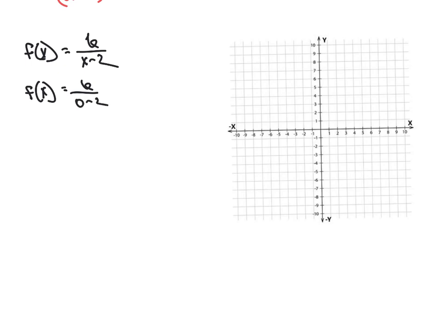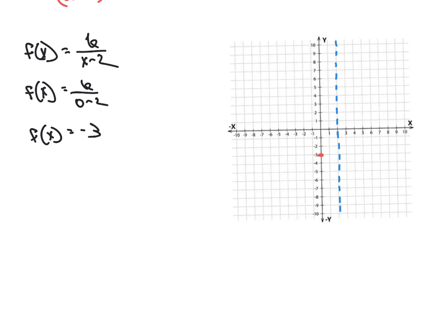So when I do that, I end up getting f of x equals -3. So that ends up being where it crosses the y-axis. Remember, you put a 0 in for the x, and that will tell you where it crosses the y. So I know it crosses there. And I also know that if I put 2 in here, that would make this undefined. So that being the case, let me draw a line. I'm just going to make it a dotted line.